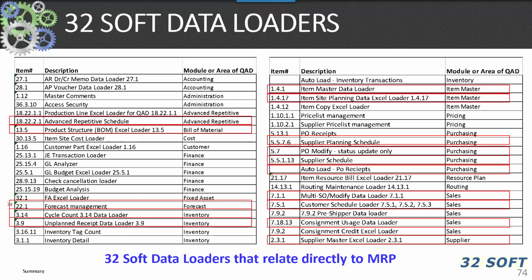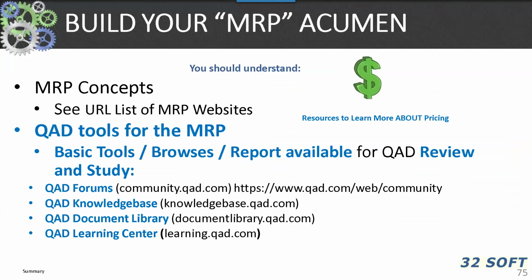Besides understanding MRP, one of the big issues with MRP is the massive amount of data and logic that needs to go into the data tables. 32 soft loaders can help bring logic, accuracy, and consistency into your MRP planning process. There are over 52 menus in QAD that contain the words materials and planning. MRP is one of the hardest things you can do with ERP.